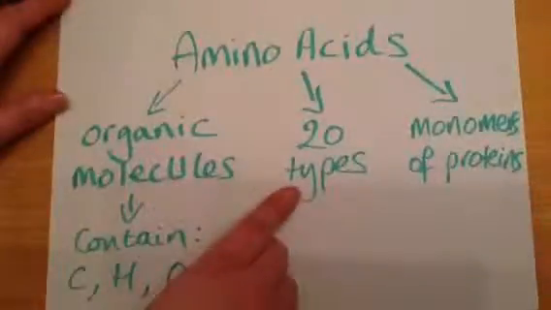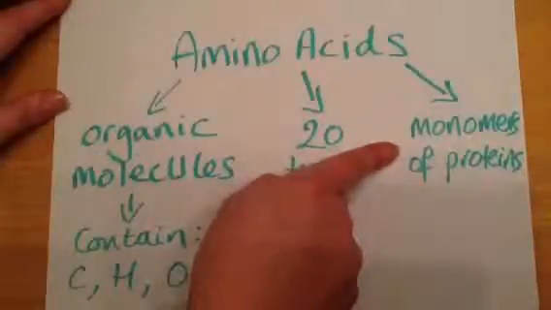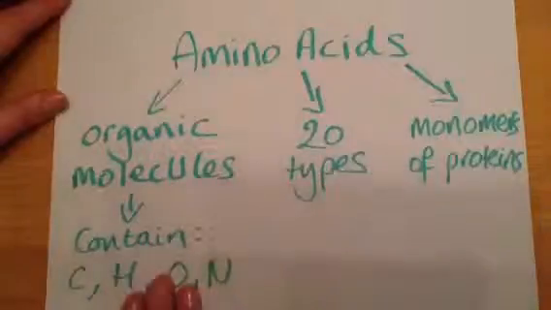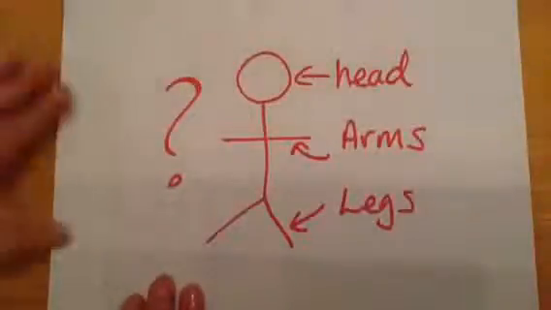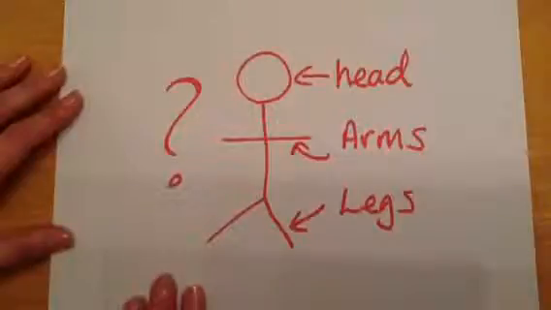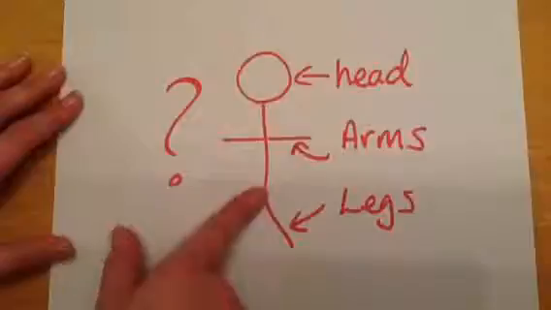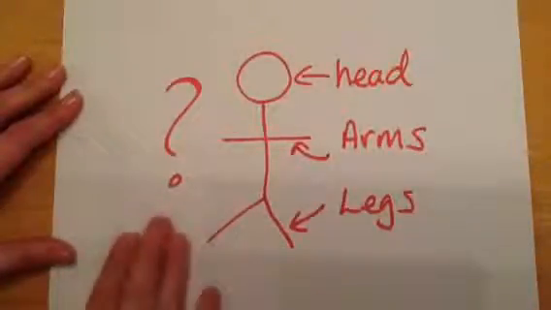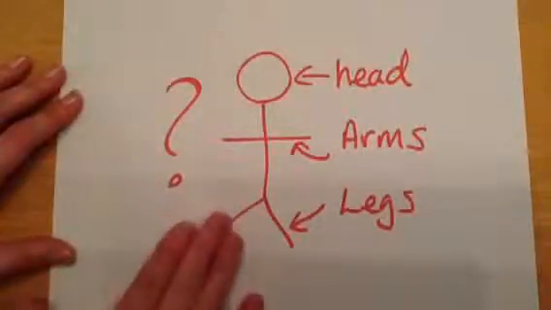Now there are 20 different types of amino acids, and as we've just said, they're the monomers, the individual units that can be put together to make proteins. Now you need to know how to draw an amino acid. So, thinking back to when you first learnt to draw a person. So you draw a head up here, and a body with arms coming out at the middle and legs at the bottom. Now, it sounds really silly, but how did you learn that that was how to draw a person?